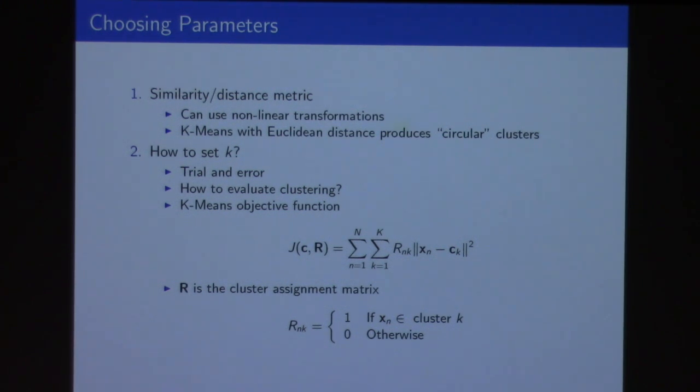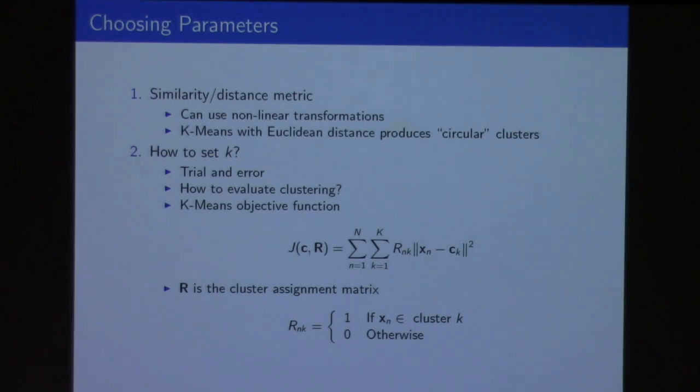So the question becomes, how do you evaluate the performance of a clustering algorithm? There is a standard objective function to do that. The objective function looks like this. For every point, you're computing its distance to its centroid, and you're just adding them up, and whichever gives you the lowest value is the best clustering.